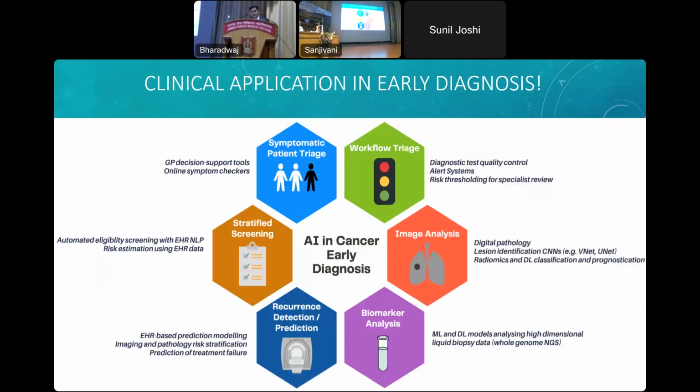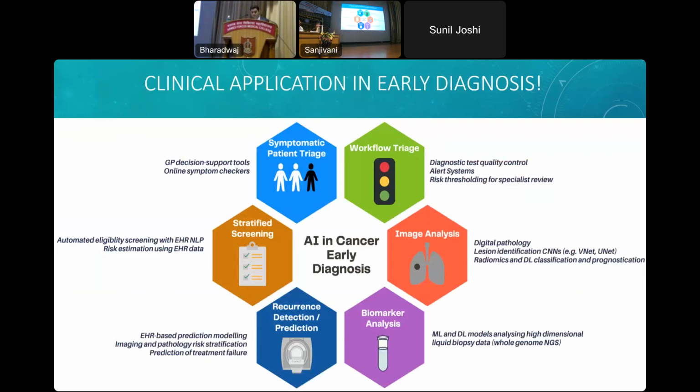So in early diagnosis, AI can be used at patient triage. Suppose somebody is checking online symptom checkers, they can be sorted. For general practitioners' decisions, it will be useful as a supporting tool. When they come to us, we can segregate them as per diagnosis, alert, and risk threshold.